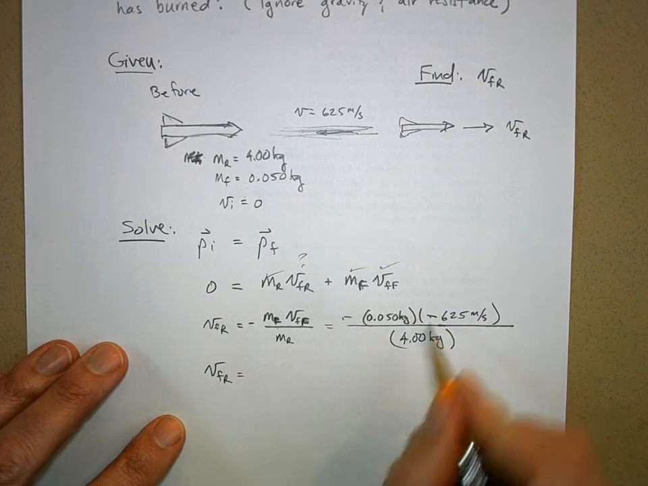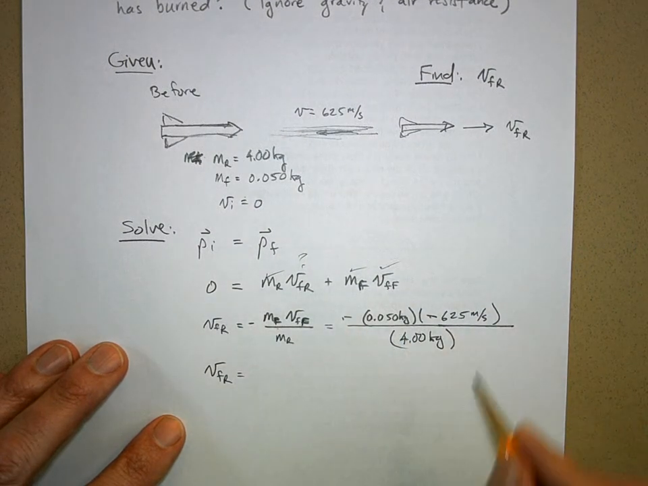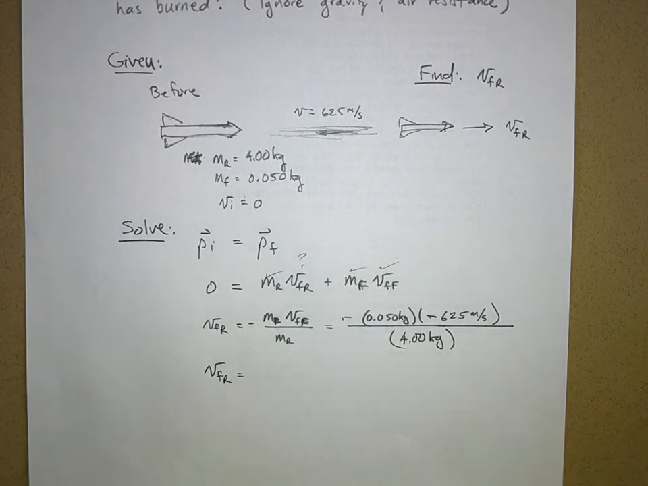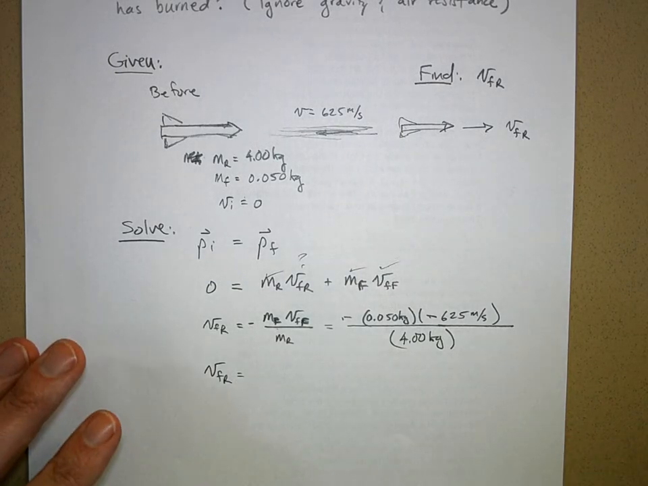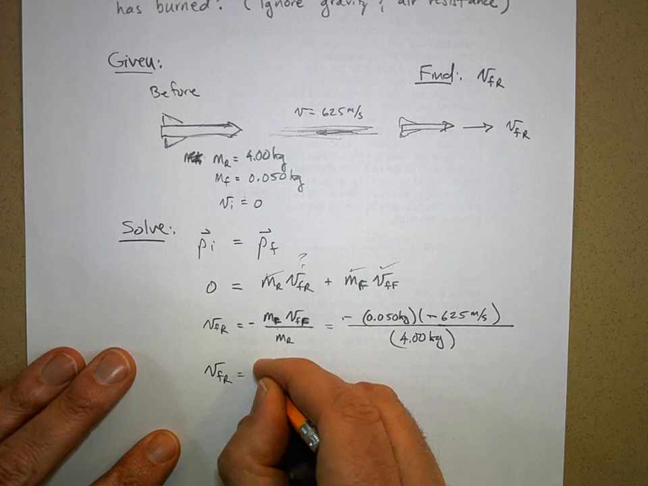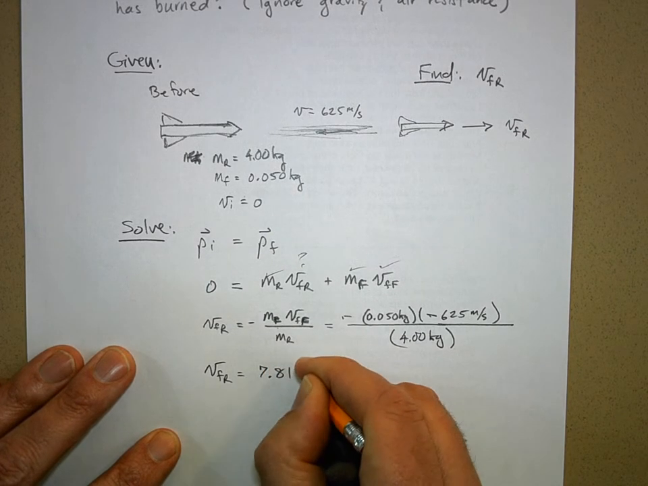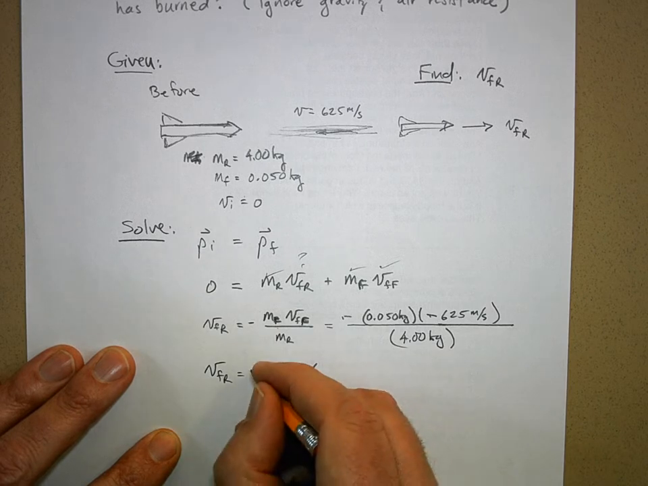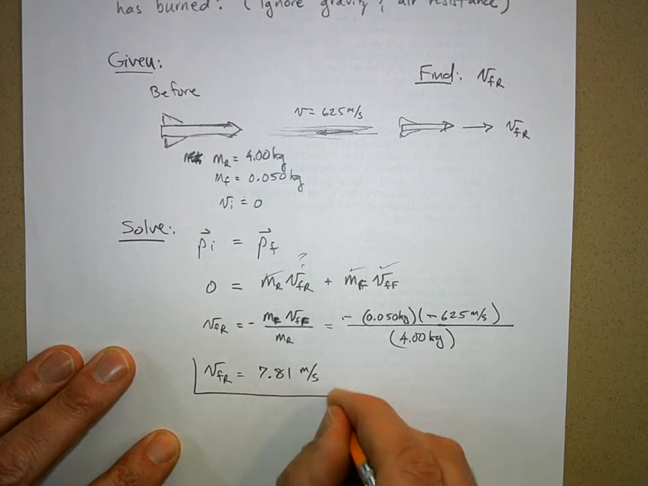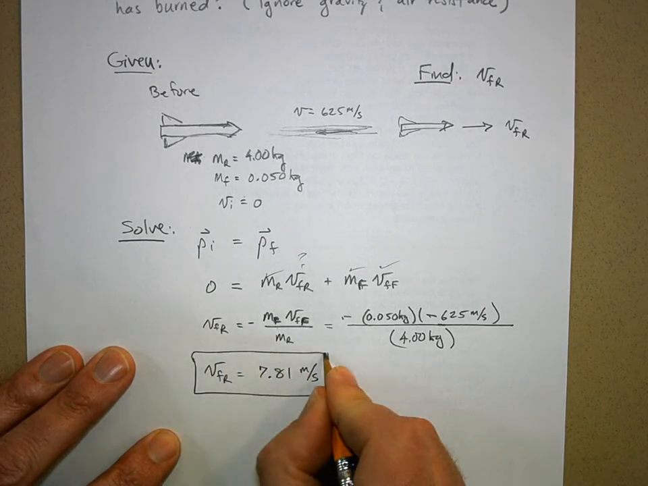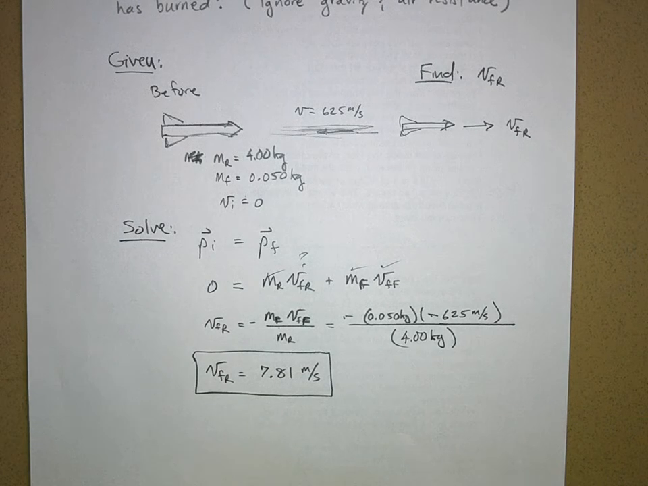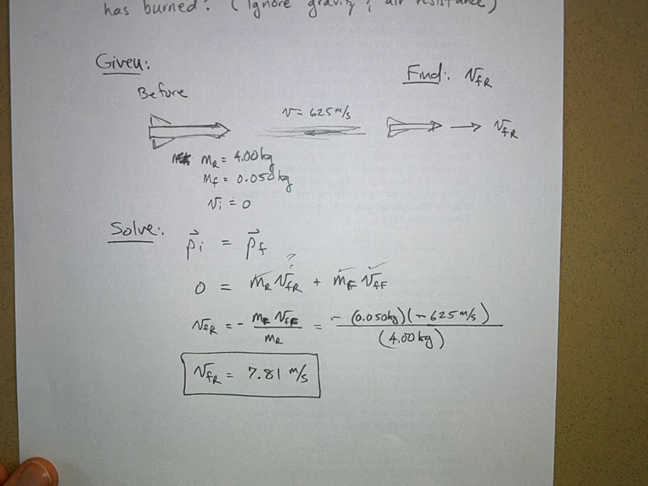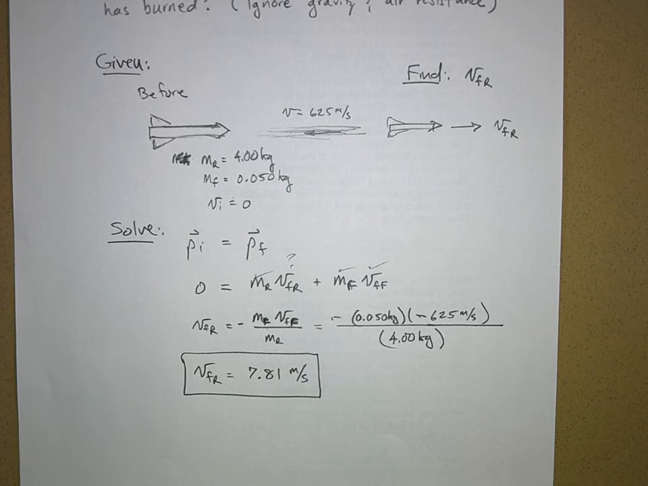The negative cancels the negative, and you plug all that in, and what is it? Please help me out. 7.81 meters per second. And it's positive, which means it's to the right. Okay. Any questions on that? So again, it's conservation of momentum.